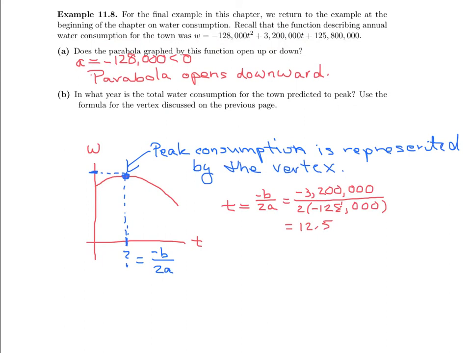So that tells us that this mystery number here is 12.5, and t represents years since the year 2000. So 12.5 years after the year 2000 is when this town is predicted to see its peak consumption of water. This would be in the year 2012, somewhere midway through the year 2012.